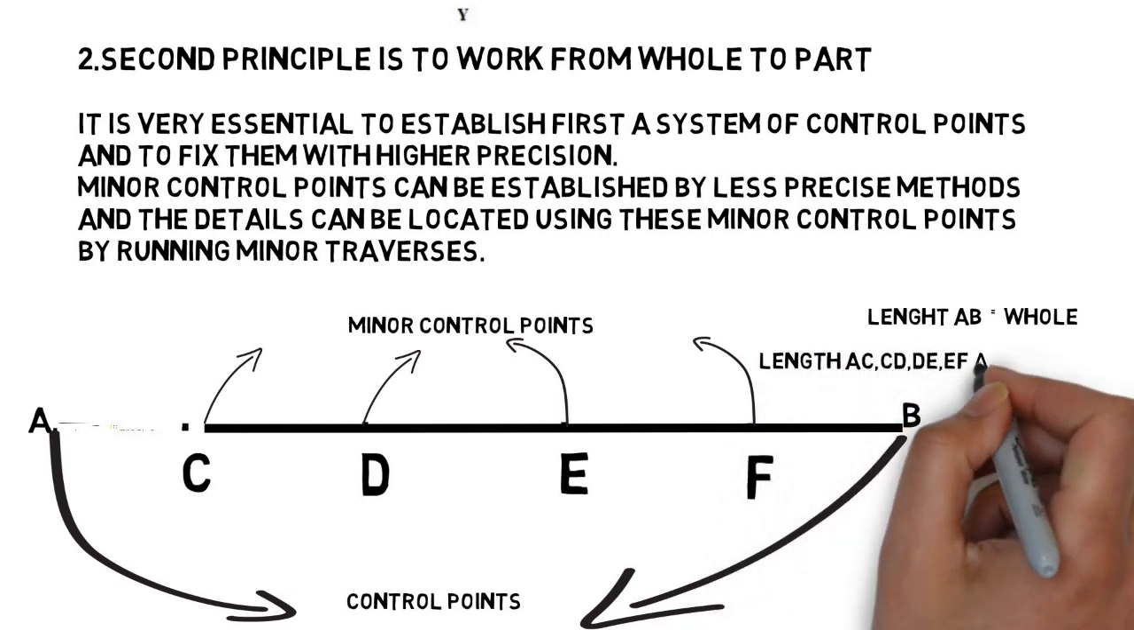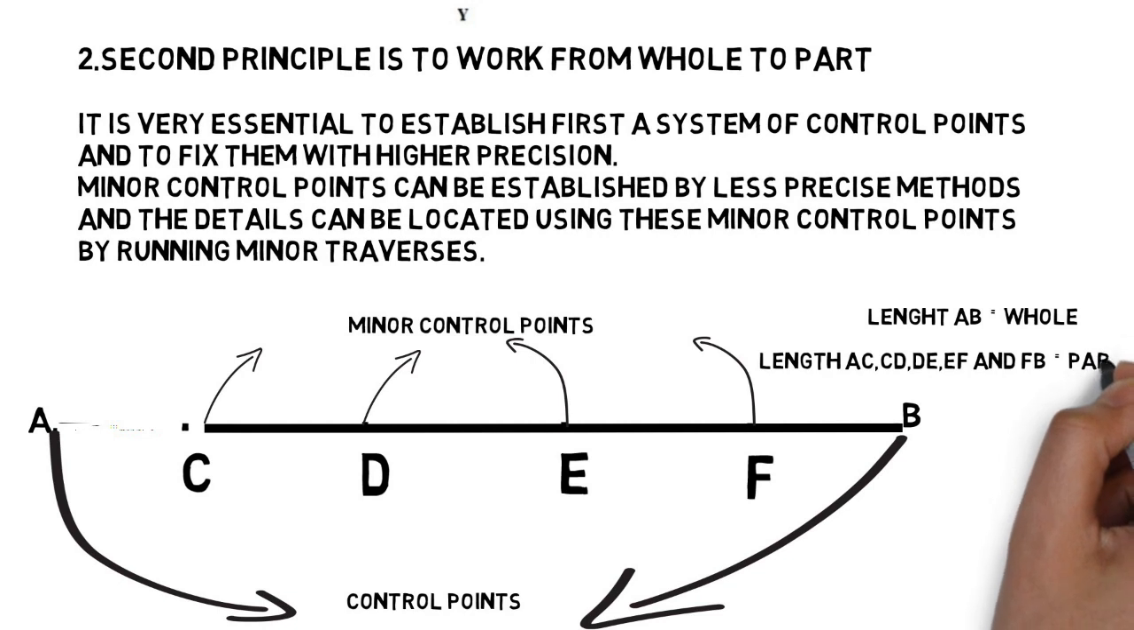For example, AC, CD, DE, EF and FB. If you add all these parts, you will get the total length, that is AB, and that total length is going to be whole and divisions are going to be parts.